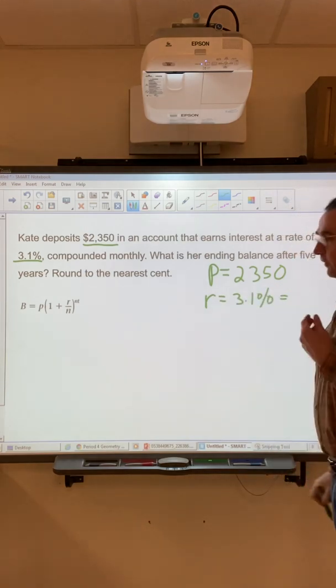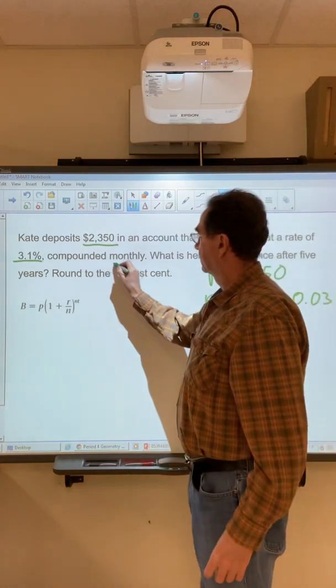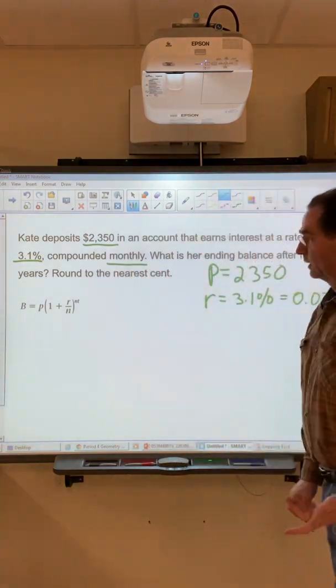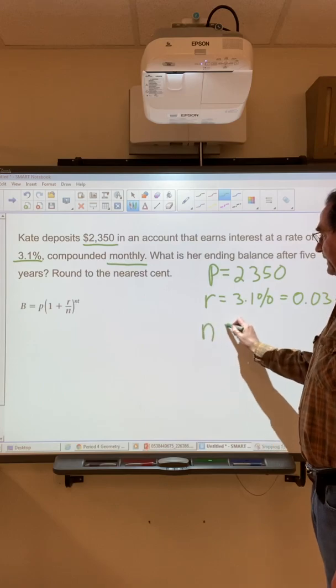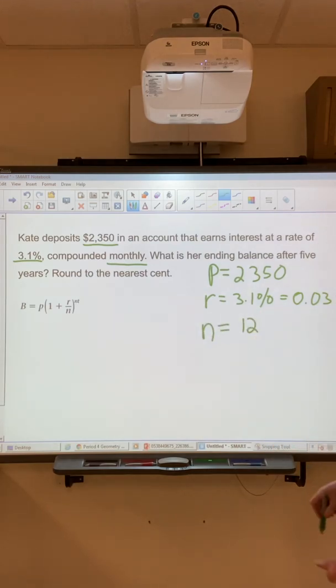Now, when I converted, I just moved the decimal point to the left twice. If you have trouble with that, you can take 3.1 and divide it by 100. It'll give you the same number. 0.031 is what I plug into the formula. The 0 in the front, you don't have to enter that into your calculator. Compounded monthly. Monthly is the number of times it's compounded per year. So N is equal to 12 because there's 12 months in a year.